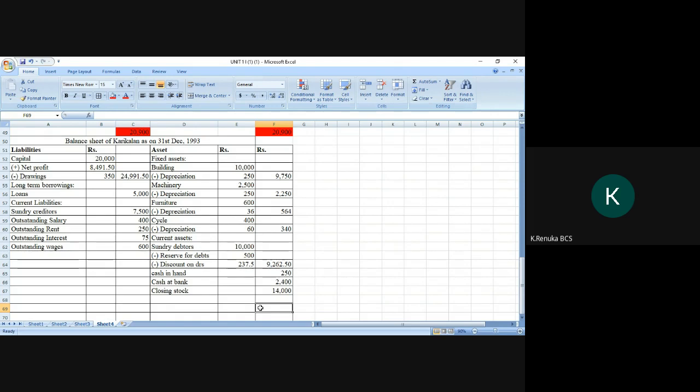So the total value of assets and liabilities is, if you total all the thing, you will get 38,816.50. So this is the same amount. So assets and liabilities, if you add both, you will get the same amount. So you know your balance sheet has been tallied and your business is running in a good proper condition.